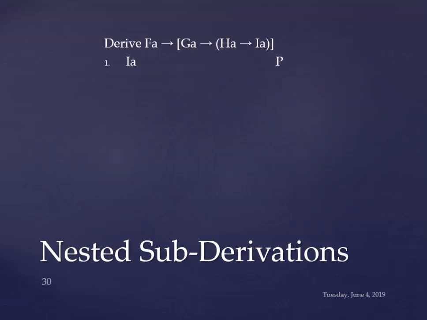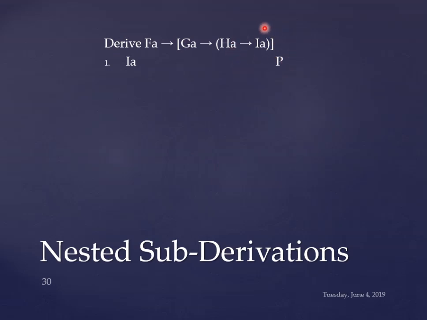All right. So what we're going to do here is derive this problem. This is an example of what I call nested subderivations. Nested subderivations are derivations that are inside other subderivations. If you look at our target, all we have is one measly little premise here, IA. But the nice thing about that is that it is the innermost consequent of the formula that we're trying to derive.